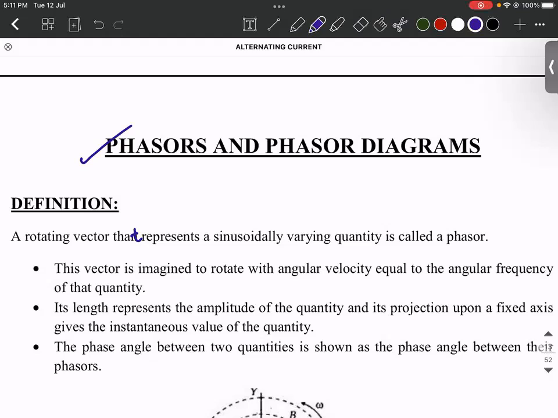And the last point is the phase angle between the quantities. The phase, P-H-A-S-E. The phase angle between the quantities is shown as the phase angle between their phasors. I repeat, the phase angle between the two quantities is shown as the phase angle between the phasors.